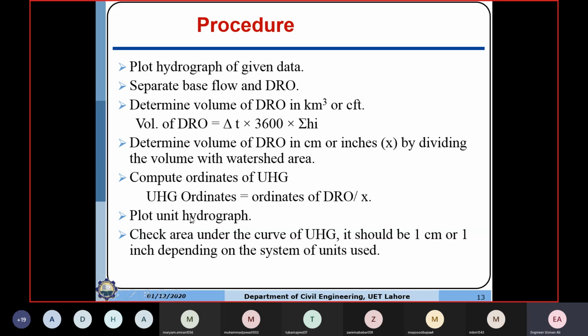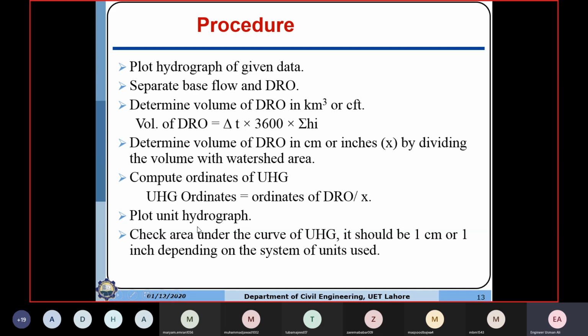After plotting the unit hydrograph, you have to check whether the area under the unit hydrograph is 1 centimeter or not. So for this, you can count the number of squares under the unit hydrograph plot, meaning find the area and divide by the watershed area. So the answer should be 1 centimeter or 1.